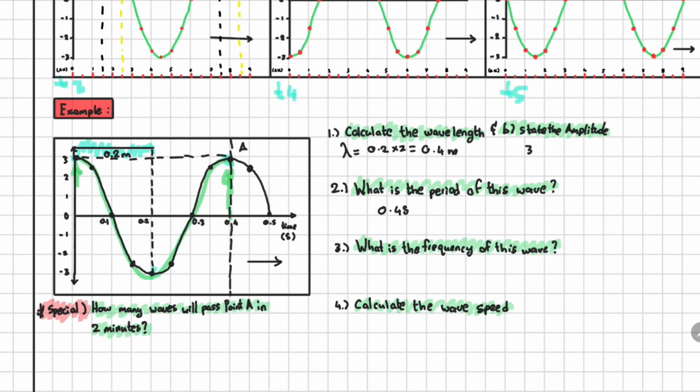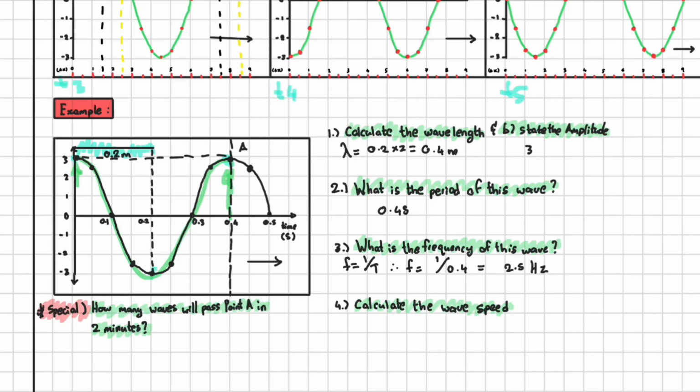Question 3 asks us to calculate the frequency of the wave. We know that frequency is the number of waves that passes a point in 1 second, and this can be calculated as the inverse of period. We know that frequency is actually equal to 1 over T. Therefore, frequency is equal to 1 over 0.4, and that should be equal to 2.5 hertz. So we know that 2.5 waves pass a point in 1 second.